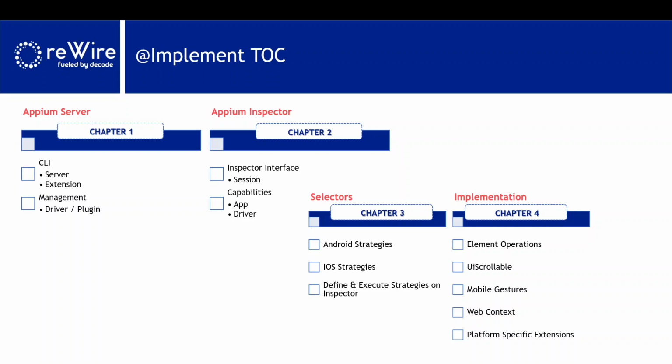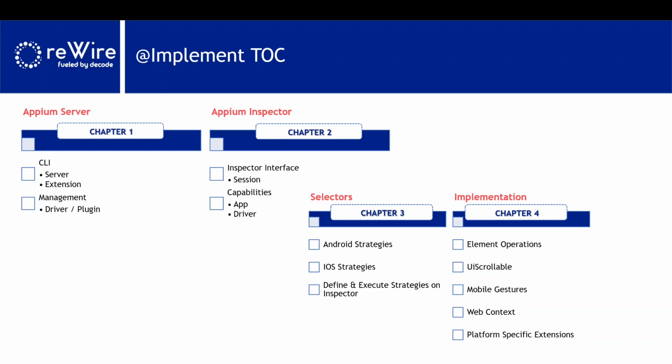On the implementation side, we cover in chapter 4 element operations, which I will be explaining in this session, followed by scrollable, mobile gestures, web context and platform specific executions. These are the core features where Appium 2.x has its own new features. They made some modifications on the client side, which are reflected in the methods as well. That's why I have included this part in the implementation program.